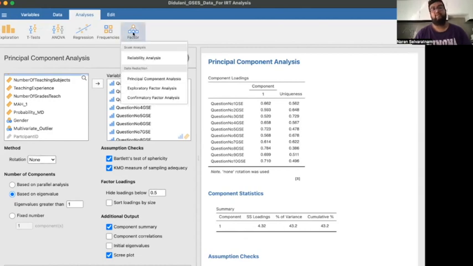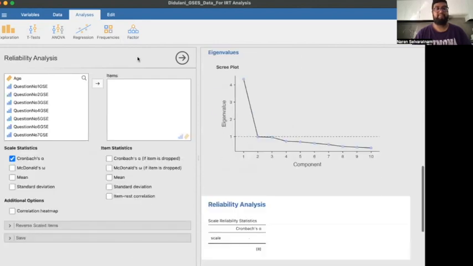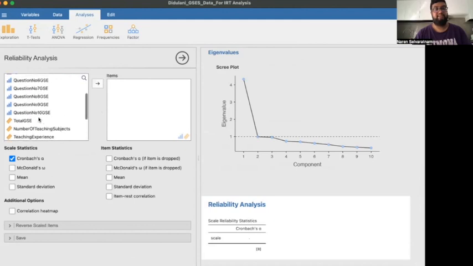So now what I'm going to do is a reliability analysis. Once again, the output will appear on the right. I'm going to just select these, all the 10 items.